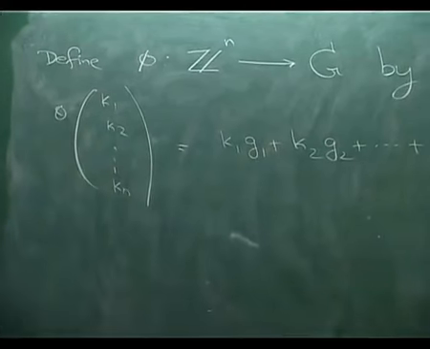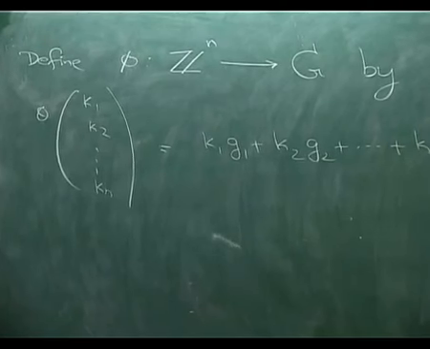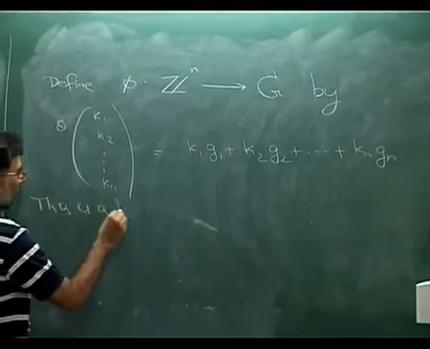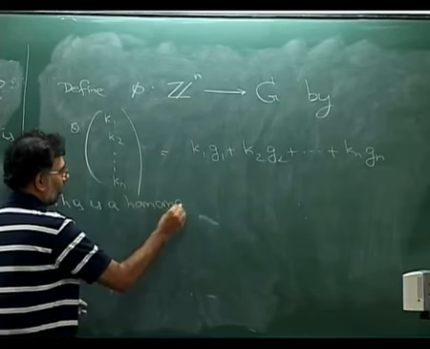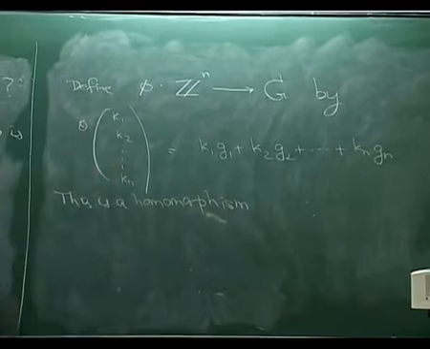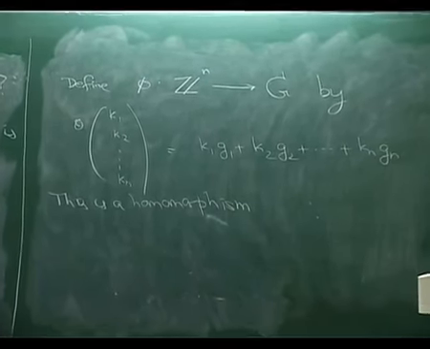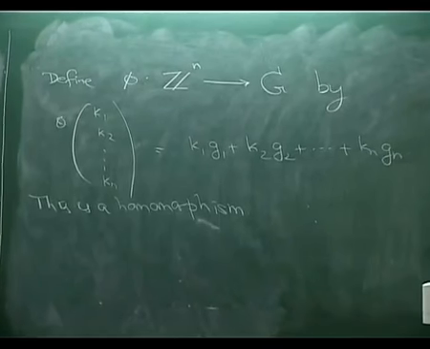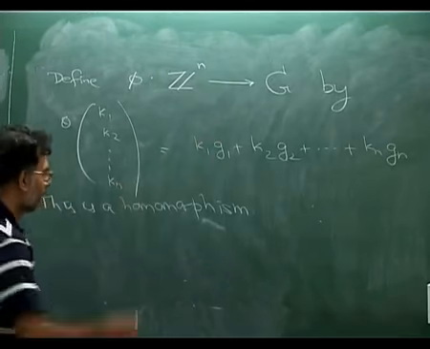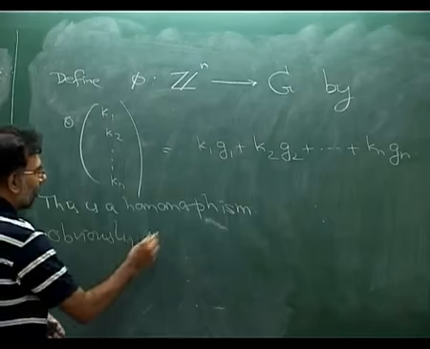The main point is this is a homomorphism. Not a difficult point, easy only, but that's the point. So this is a homomorphism. And this uses the fact that G is an abelian group. If G were not abelian, then this thing would not be a homomorphism in general. But for an abelian group, this is always a homomorphism. So we have a homomorphism from Zn to G, and obviously phi is surjective.